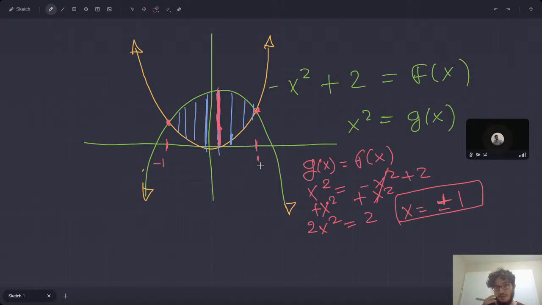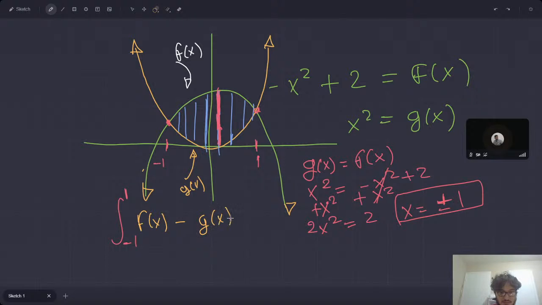So once you know what the boundaries are, it's going to be simpler because it's going to be an integral from negative 1 to 1 of whatever the top function is, right? So look at the top function. The top function over here is, we call it f of x. And then the bottom function over here, okay, is g of x. So what you got to do is the top function minus bottom function. So it's going to be f of x minus g of x and then dx, right? To find the area bounded by the two curves, you do that.